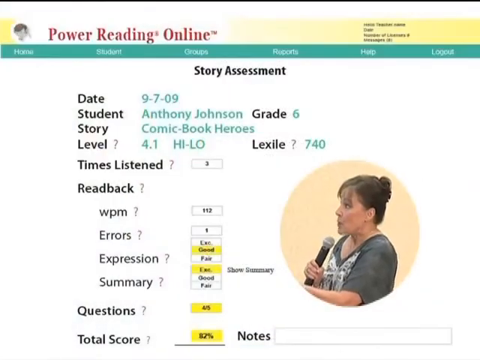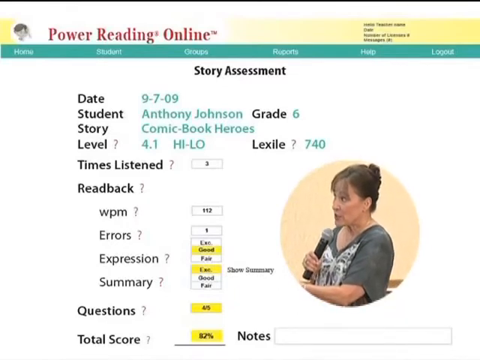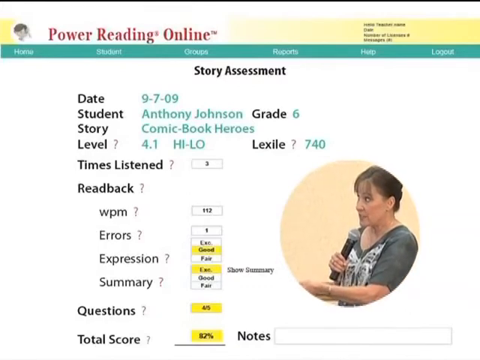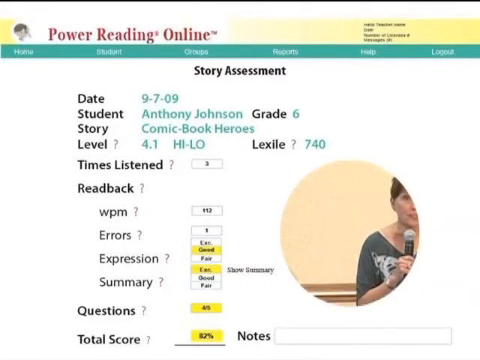Okay, now, once they hit the submit button for their questions, it scores them and adds their score here. The child got 4 out of 5. Then it gives you a tally for the entire story. He got an 82% on that story.